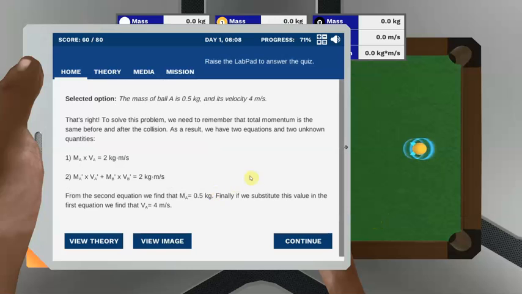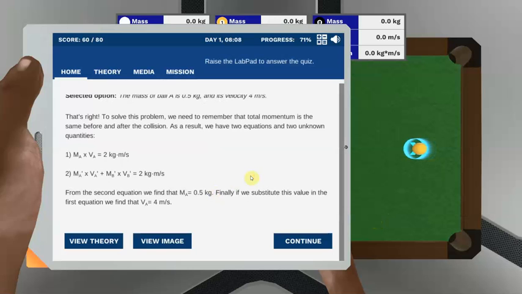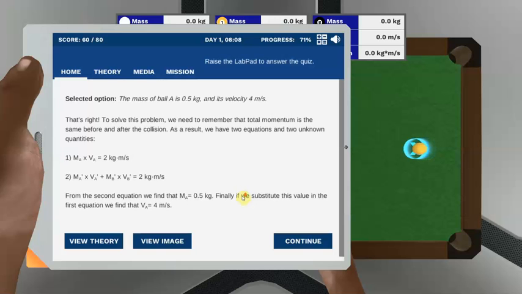That's right. To solve this problem, we need to remember that total momentum is the same before and after the collision. As a result, we have 2 equations and 2 unknown quantities. The product of the mass and velocity of ball A is equal to 2 kg/s. And the product of the mass and velocity of ball A after the collision, plus the product of the mass and velocity of ball B after the collision is equal to 2 kg/s.